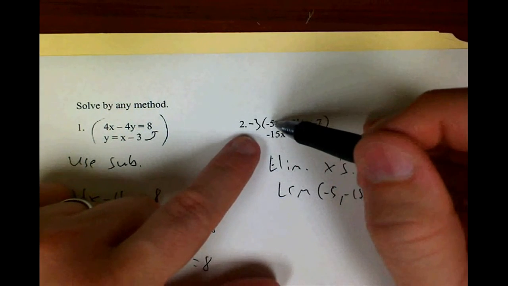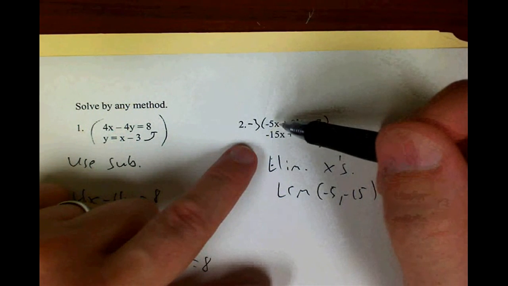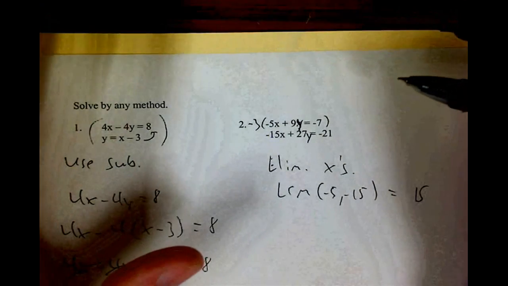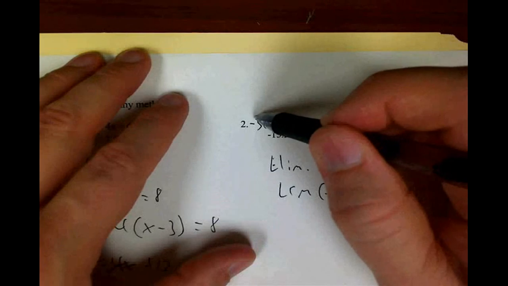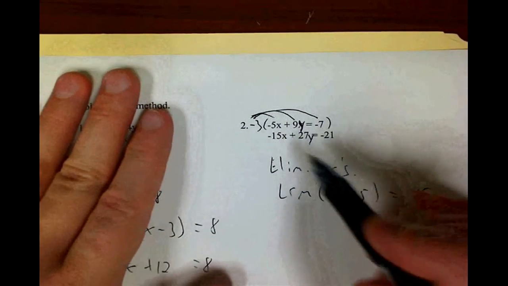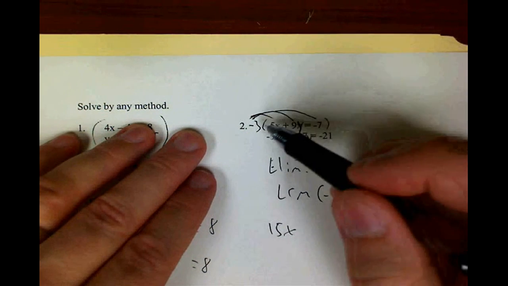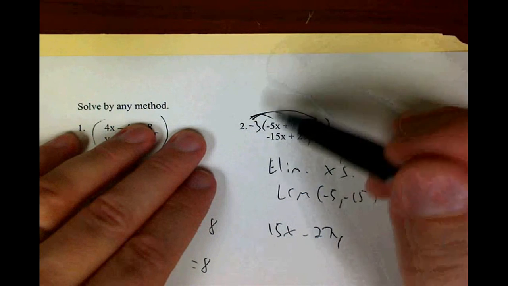That's what I want. Positive 15x. Which will cancel out with this negative 15x. So there's two things you got to remember. I need these to be the same, and I need them to be opposite. So I'm going to multiply this throughout, and we're going to have new equations when we do that. Negative 3 times negative 5x is a positive 15x. Negative 3 times a positive 9y is a negative 27y. And negative 3 times a negative 7 is a positive 21.